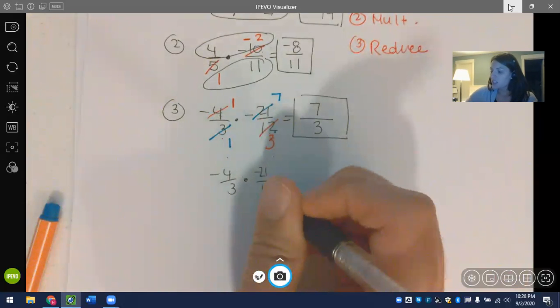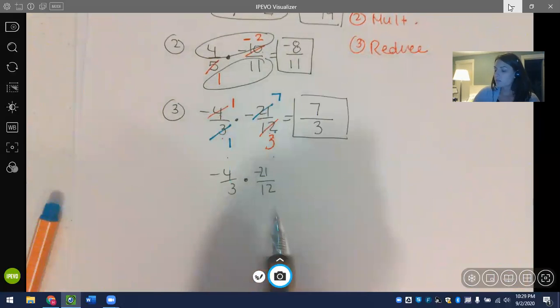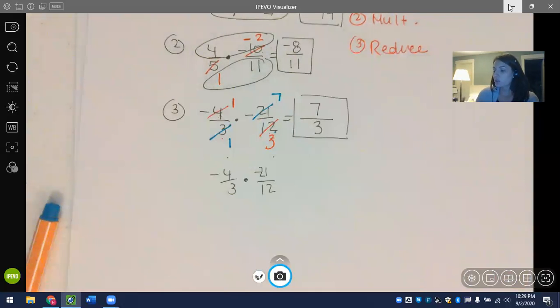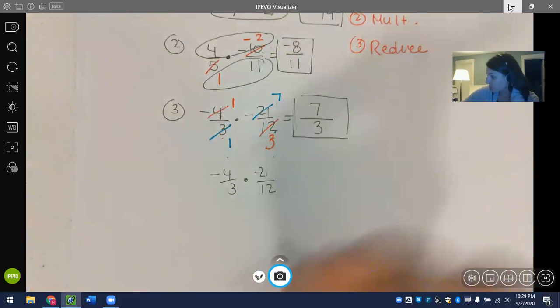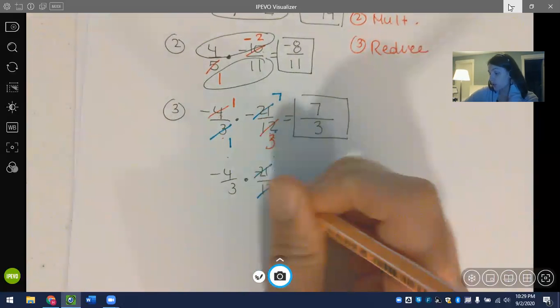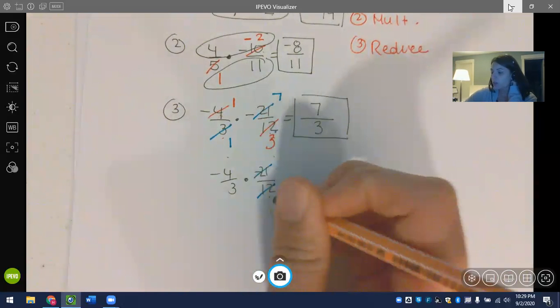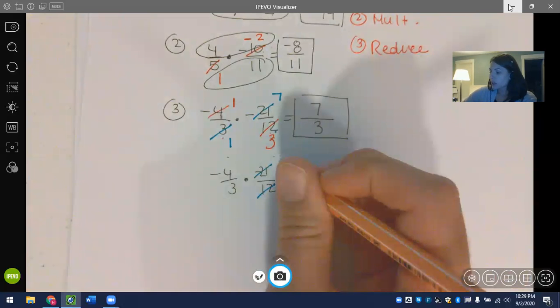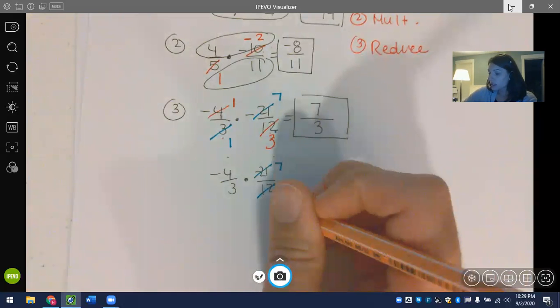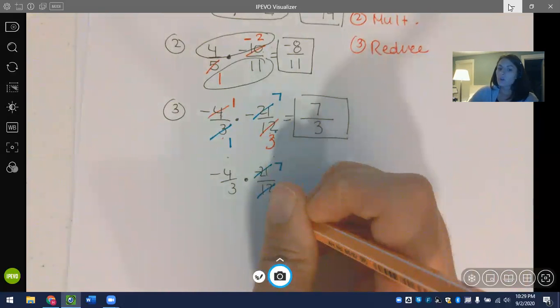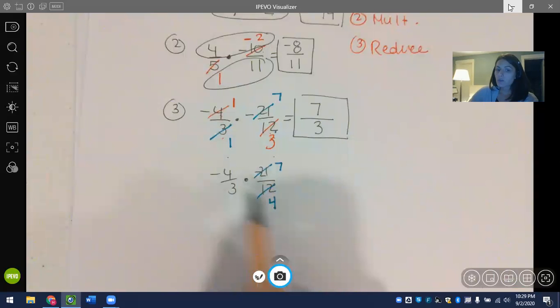So if I had at the beginning negative 4/3 times negative 21/12, if instead of reducing the 4/12 and the 21/3, so I was just trying to reduce as much as I could, if I just reduce this, so 21 and 12, a 3 can go into both of them, that would have given me 7/4 here. And so what I could do is I could then reduce this 4 with that 4, but I think sometimes students miss that.